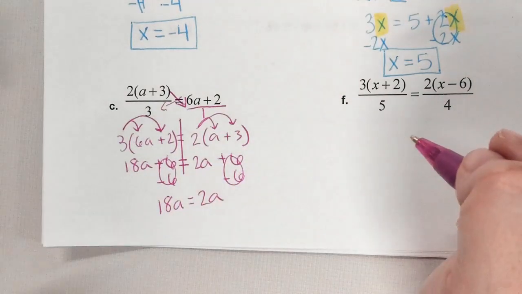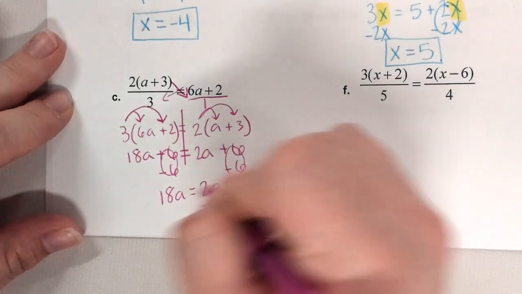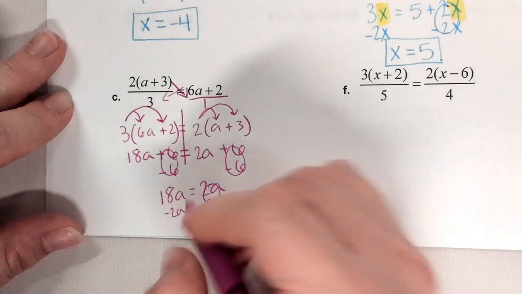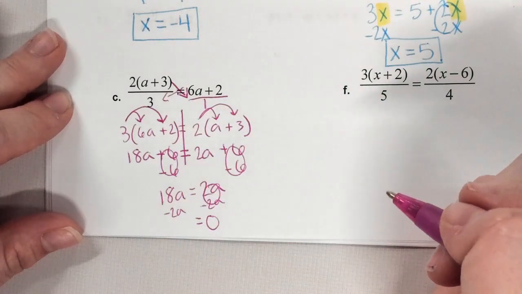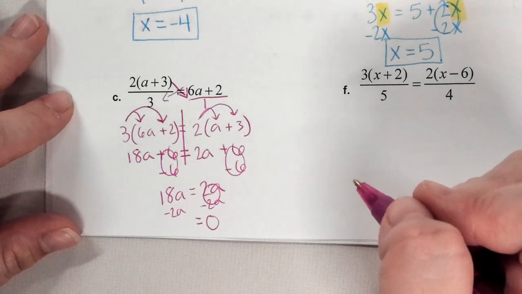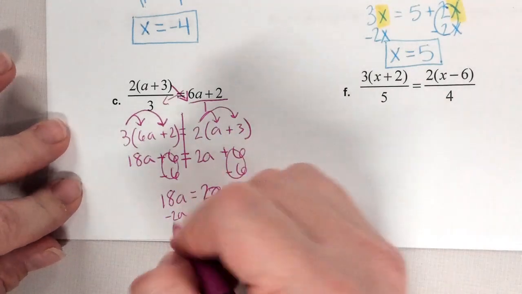But I need those letters on the same side. So I'm going to do minus 2a, minus 2a. What does this side equal? 0. So it's still a number. Is 0 a number? Yes. Can you have $0? Yes. Because it's a number. Okay, don't freak out. For some reason, y'all freak out when there's a 0. Okay, don't do that. What's 18a minus 2a?